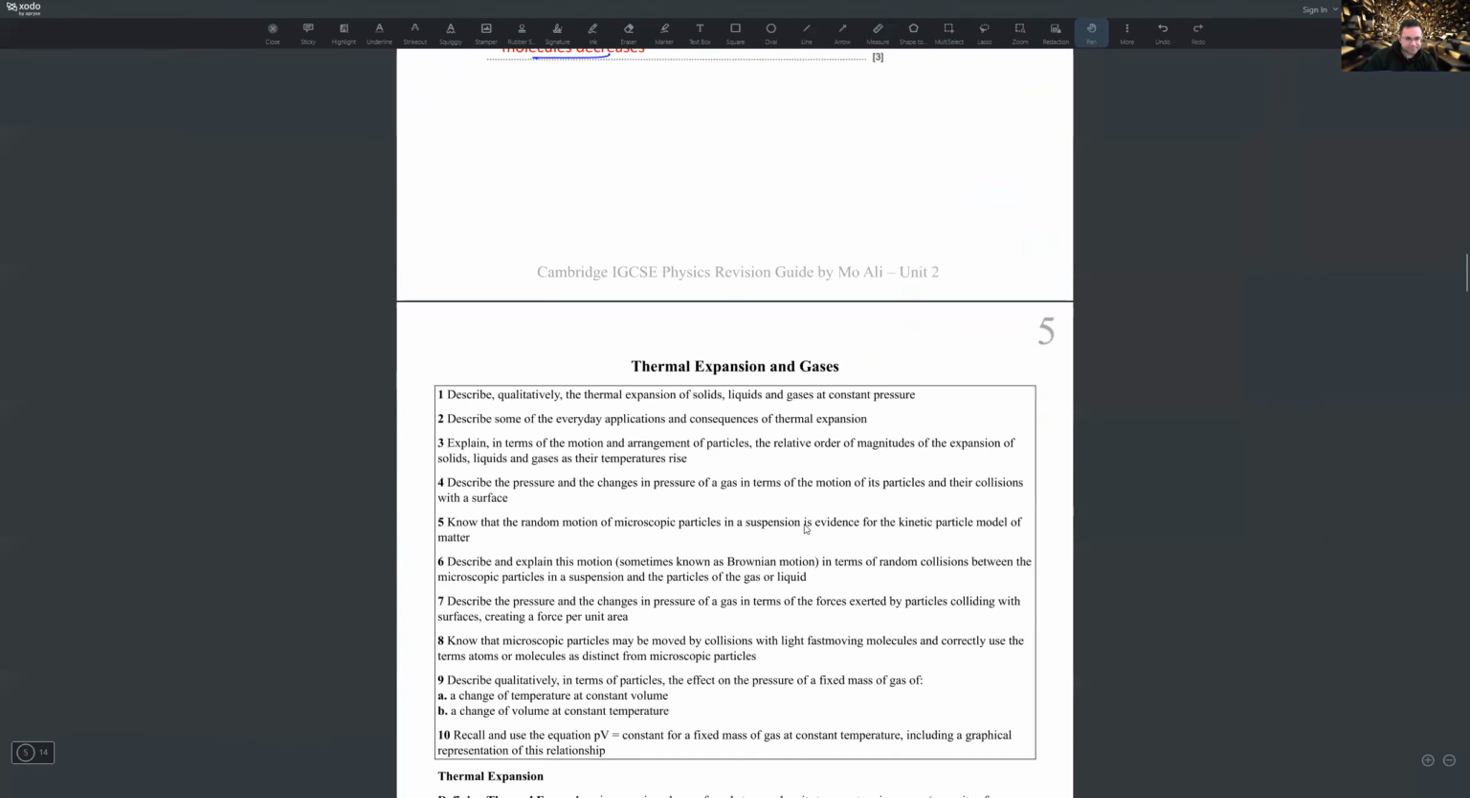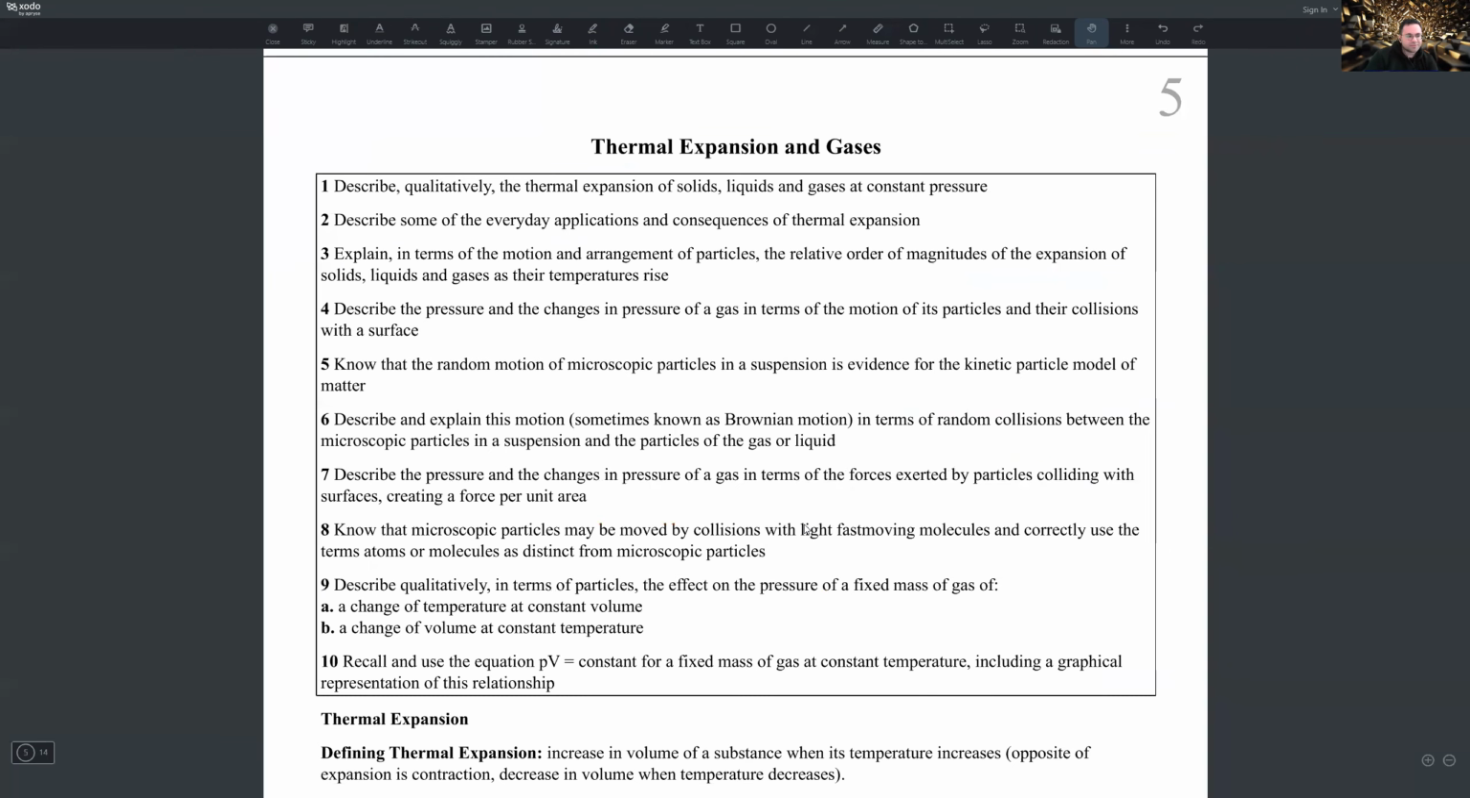Okay, next. Let's talk about gases and thermal expansion. Checklist. Describe qualitatively thermal expansion of solids, which means there are no calculations. Expansion does have calculations, but not in O-level physics. Qualitatively, the thermal expansion of solids, liquids, and gases at a constant pressure. Describe some of the everyday applications and consequences of expansion, and explain the relative order of magnitudes of the expansion of solids, liquids, gases as the temperature rises. So the difference between them and the applications.